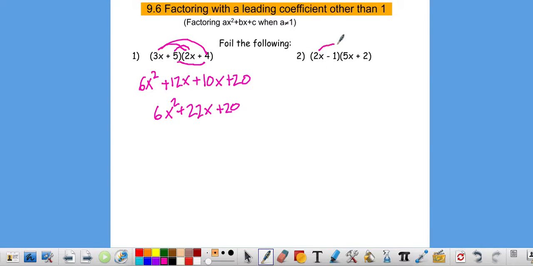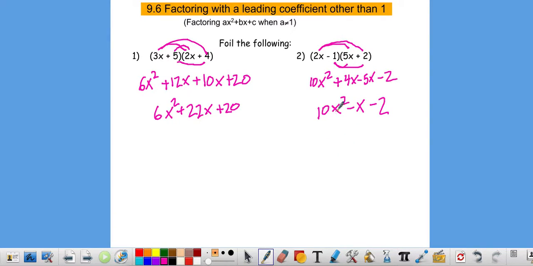So FOILing will go quicker here. 2x times 5x is 10x squared. Outside, 2x times 2 is 4x. This is negative 5x. And then this is negative 2. So we have 10x squared minus 1x minus 2. So that means that 10x squared minus x minus 2 would factor to 2x minus 1 times 5x plus 2.